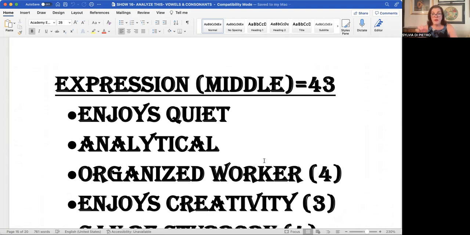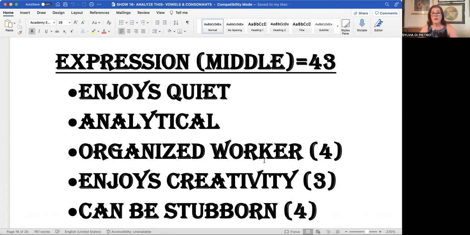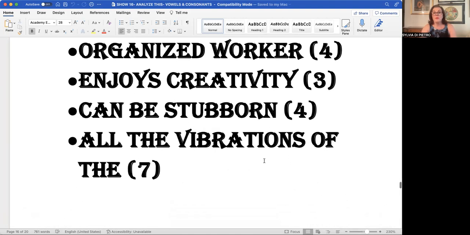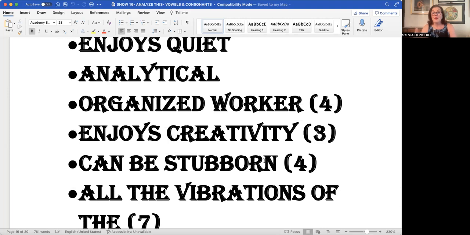So when I add the vowels to the consonants in my middle name, I come up with a 43/7. Now, a 43/7 is someone who enjoys quiet. They like to read. They like to stay by themselves an awful lot. That 4 comes first, though. That 4 likes to put a foundation underneath everything it does. So it would be a workaholic kind of tendency, a very organized worker, but someone that also enjoys creativity, can be stubborn, is very, very analytical in nature.